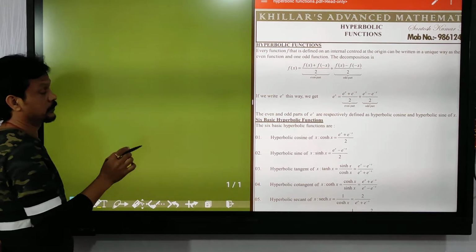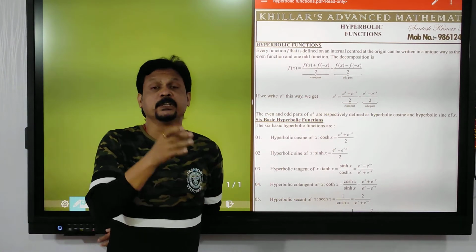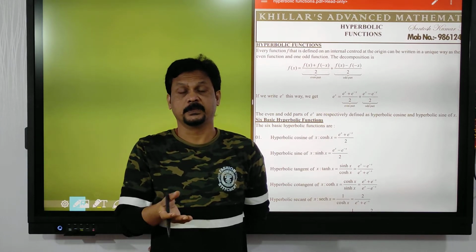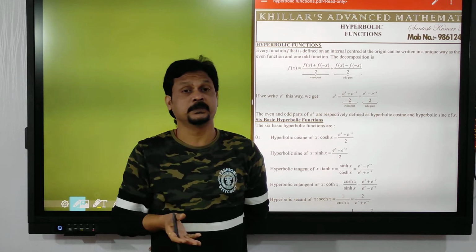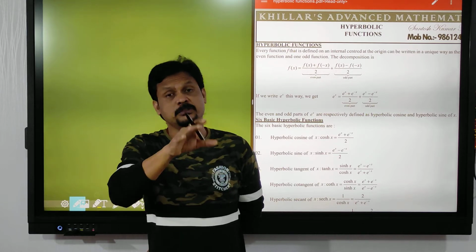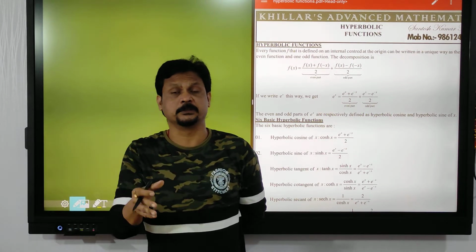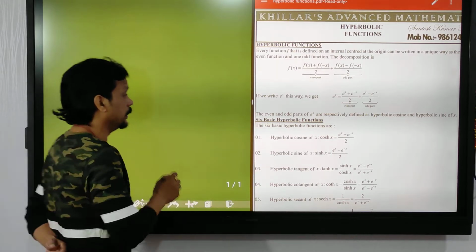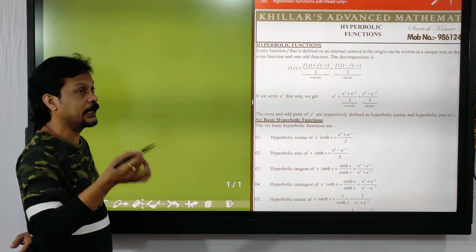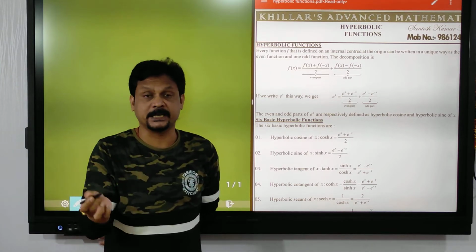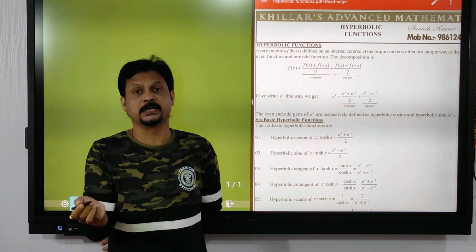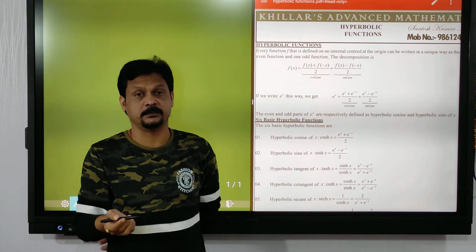Now hyperbolic function: just as there are trigonometric functions and inverse trigonometric functions, hyperbolic function is another function. Inverse trigonometric function is different from trigonometric functions. Similarly, hyperbolic function is also different from other functions. All are different from each other, but they are interrelated. Clear? Now see here, there are 6 hyperbolic functions: sine hyperbolic x, cos hyperbolic x, tan hyperbolic x, cot hyperbolic x, sec hyperbolic x, cosec hyperbolic x.